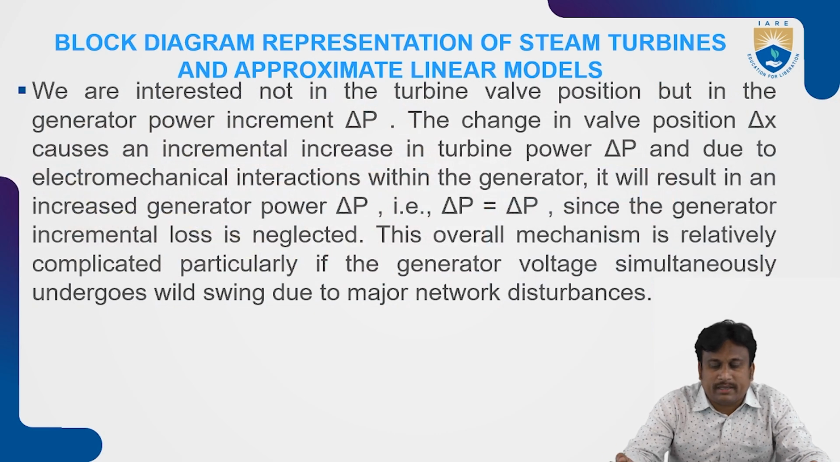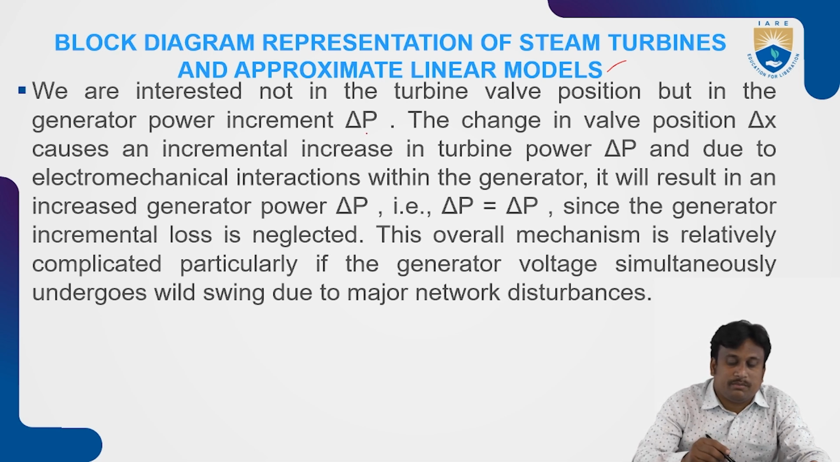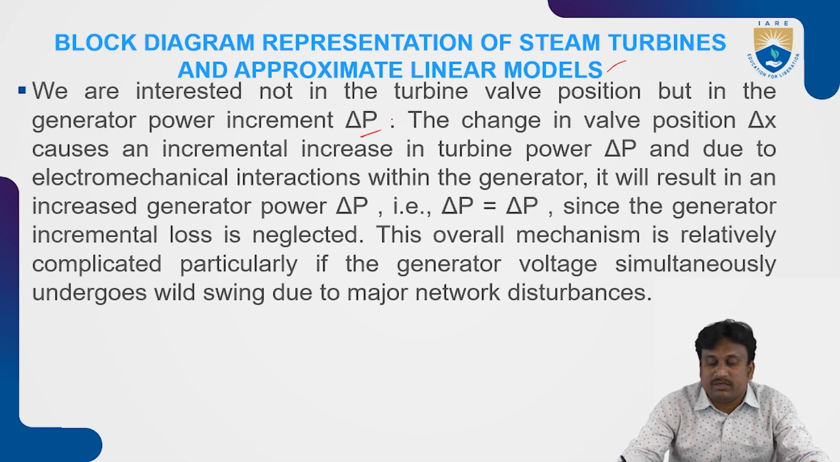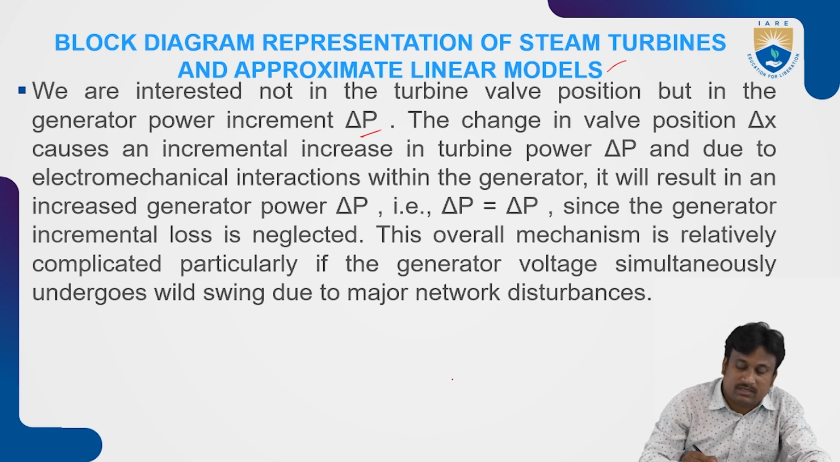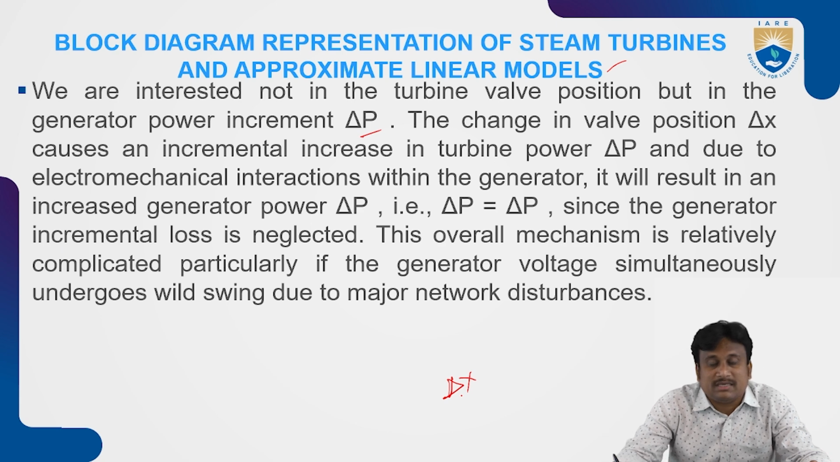Coming to the block diagram representation of turbines and approximate linear models, we are interested not in the turbine valve positions but in the power generation. The incremental power is represented with delta P. A change in valve position, represented with delta X, causes an incremental increase in the turbine power. That increment is represented with delta P, and due to it electromechanical interactions take place with the generator, resulting in an increased generator power, delta P.